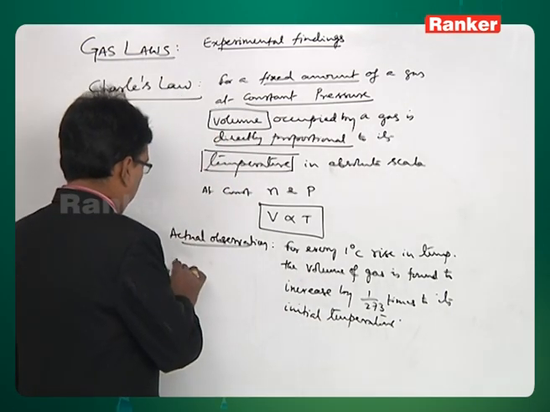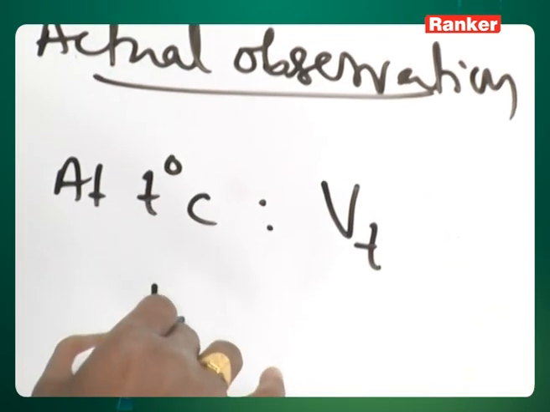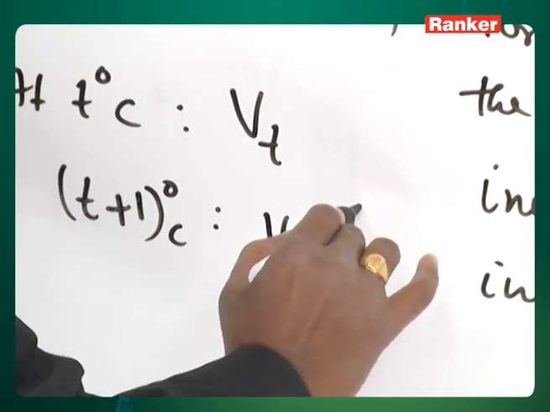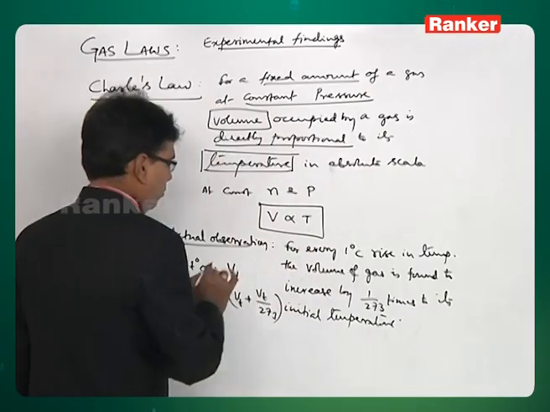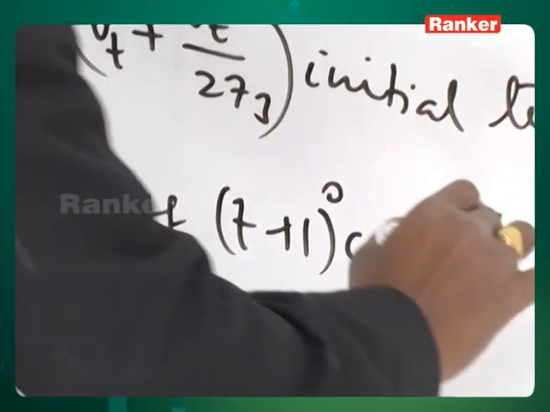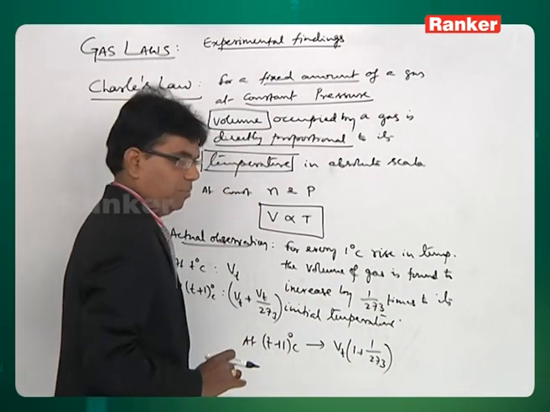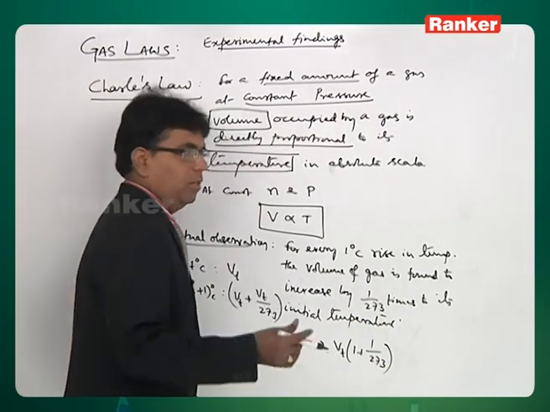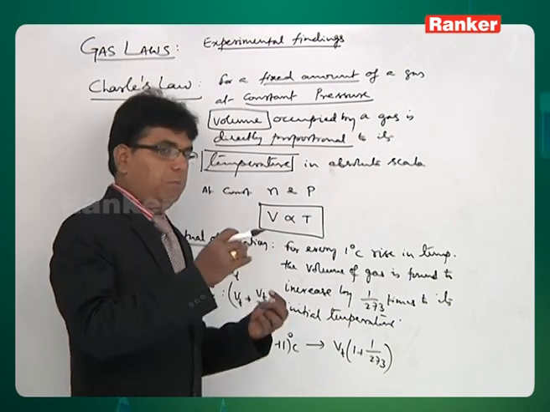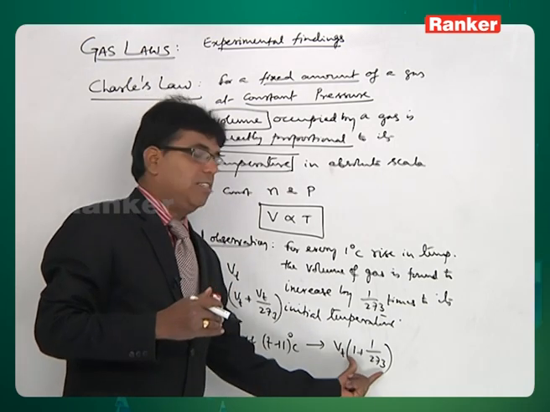That means, for example, at T degree Celsius, if it is Vt, then at T plus 1, the observation is Vt plus Vt by 273. That means at T plus 1 degree Celsius, it is Vt into 1 plus 1 by 273, means 1 by 273 times it is increased, right. And this is actually the volume expansion with respect to temperature. So, the observation at constant pressure is that for every 1 degree Celsius rise in temperature, volume of the gas increases by 1 by 273 times.